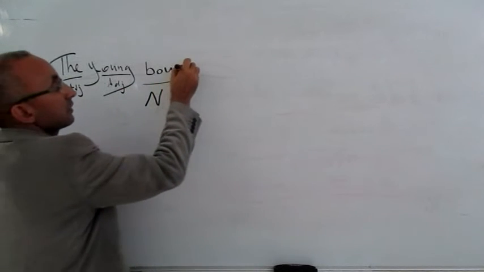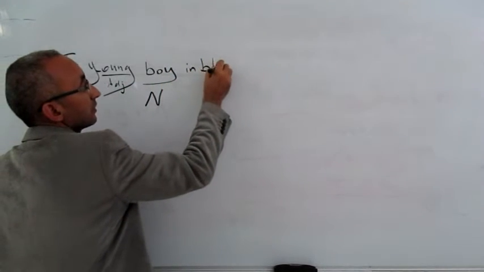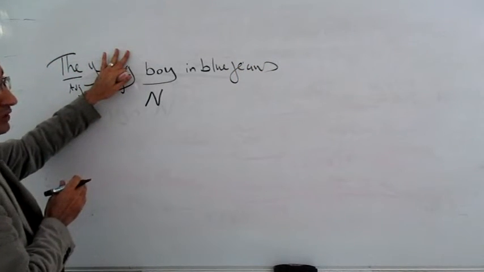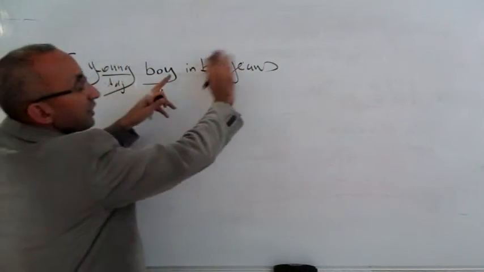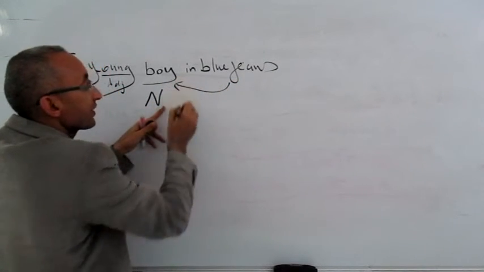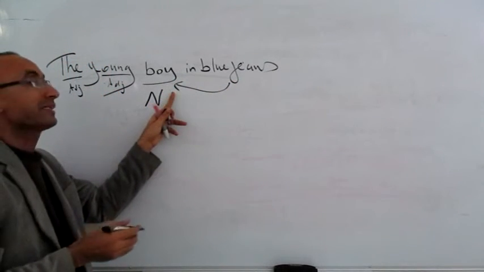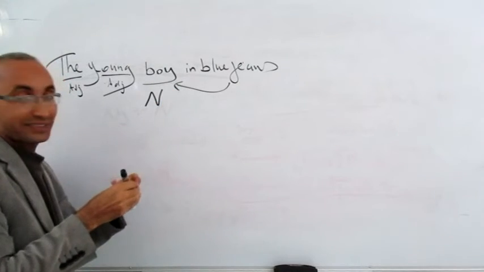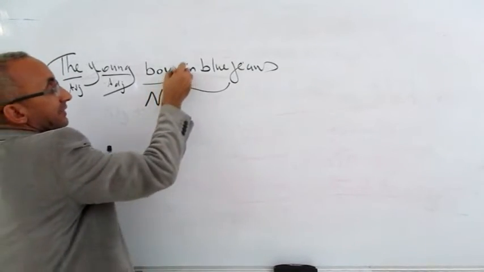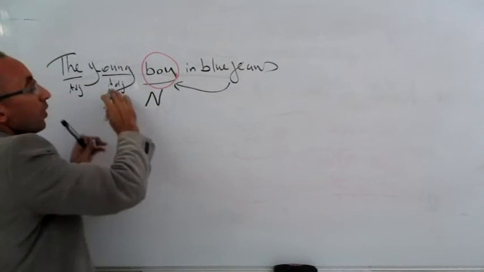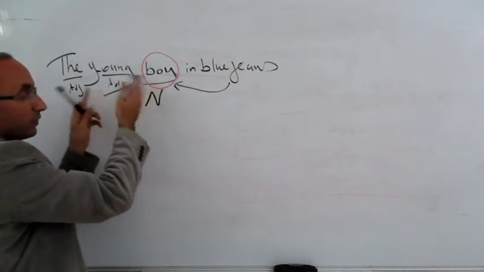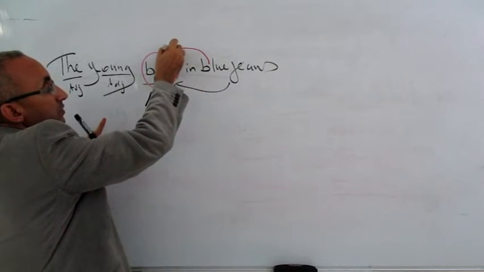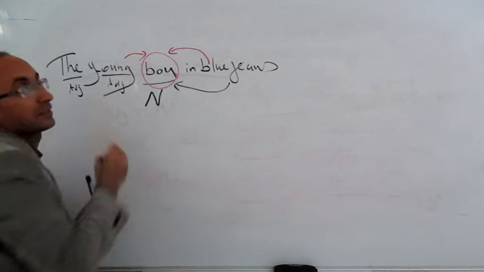Or the boy in blue jeans. The boy in blue jeans. Here also, these words are related to the noun. They modify it. So it is also a noun phrase. Now what matters? That in this phrase we have the noun as its central element, and all the other words, either before it or after it, are related and are referring to this noun.